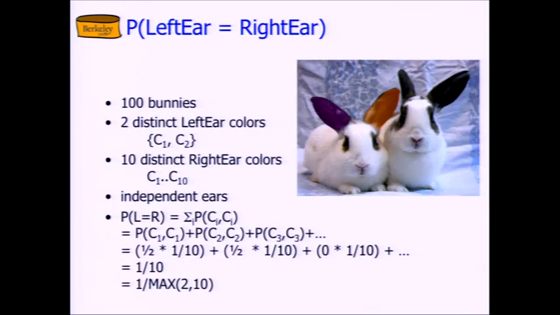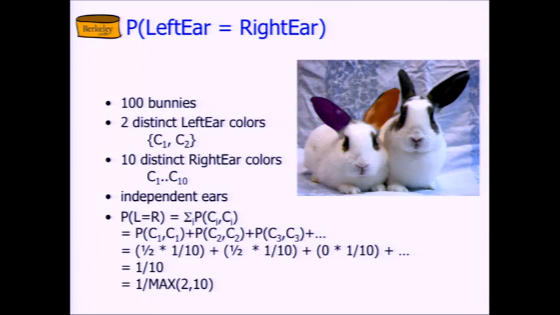All right, so what's the probability? If we have bunnies and they could have different colored ears, what's the probability of a bunny with 2 ears of the same color? Let's say we have 100 bunnies, and there's 2 possible colors for the left ear, C1 and C2. There's 10 possible colors for the right ear, because this is what happens with bunnies. I don't know, it's genetics of bunnies. You learned it here. And the ears are independent trials. So what's the probability that the left equals the right?